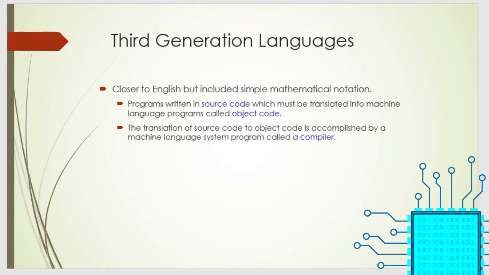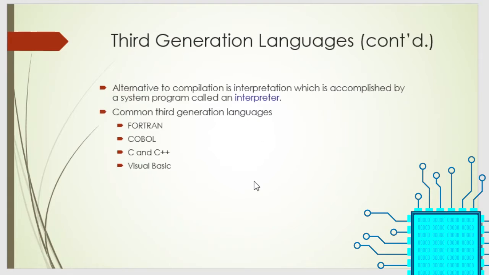Also, third generation languages can be interpreted into object code. So, an alternative to compilation is interpretation, which is accomplished by a system program called an interpreter. Examples of programming languages under third generation are Fortran, COBOL, C and C++, and Visual Basic.